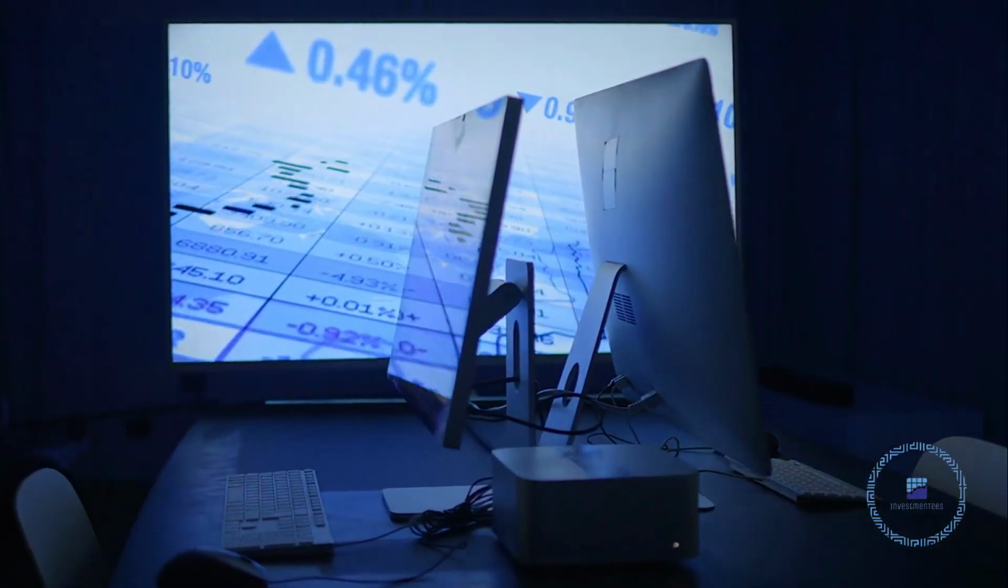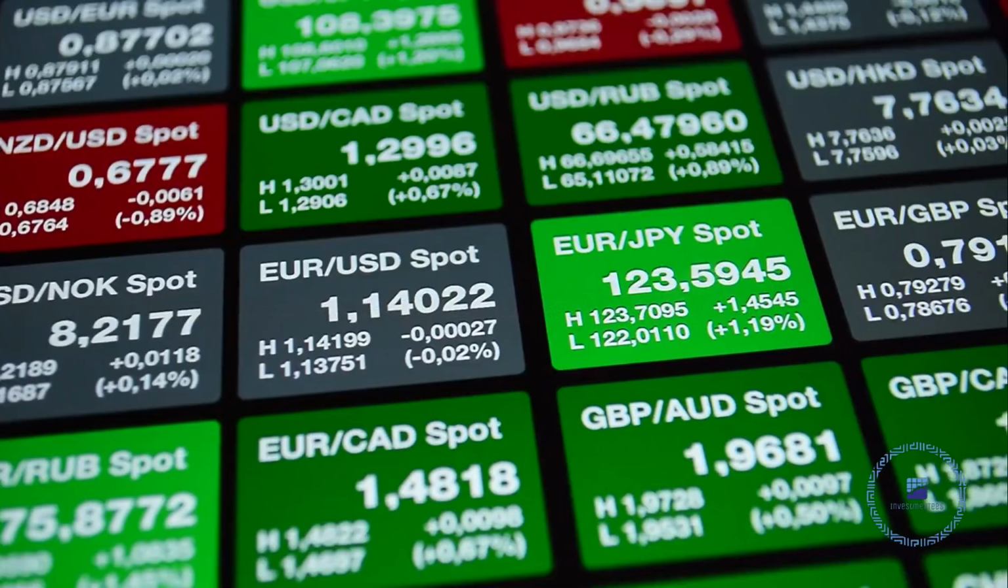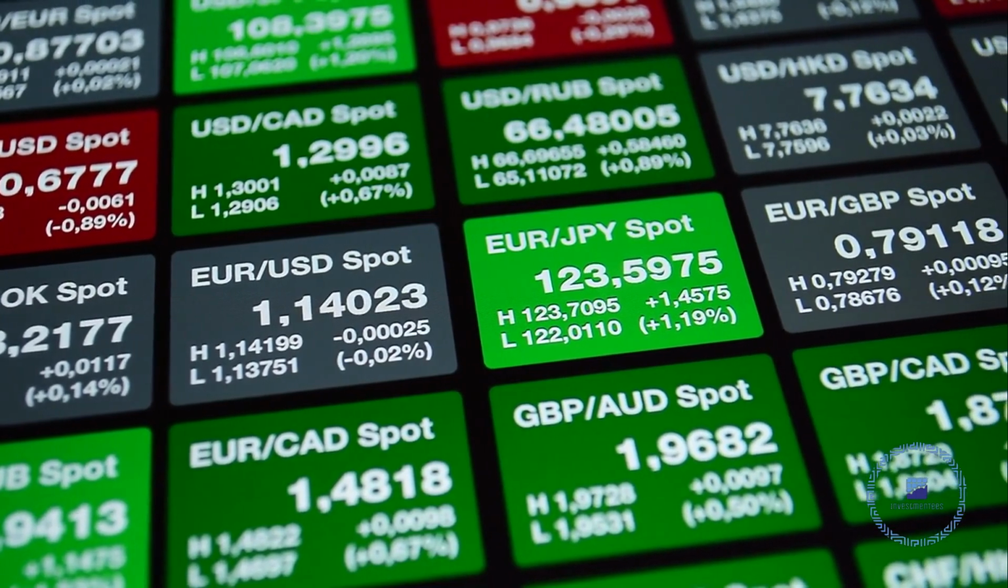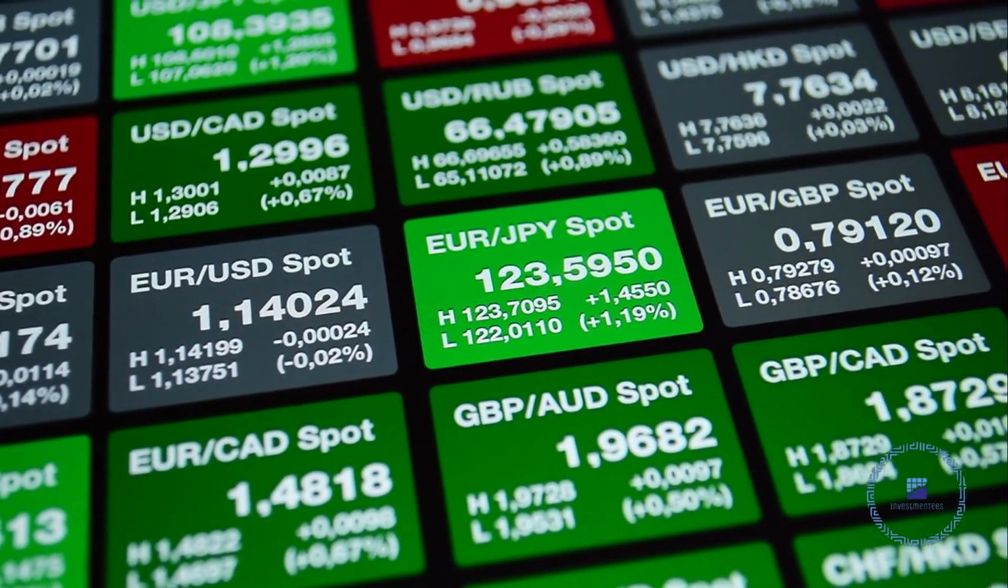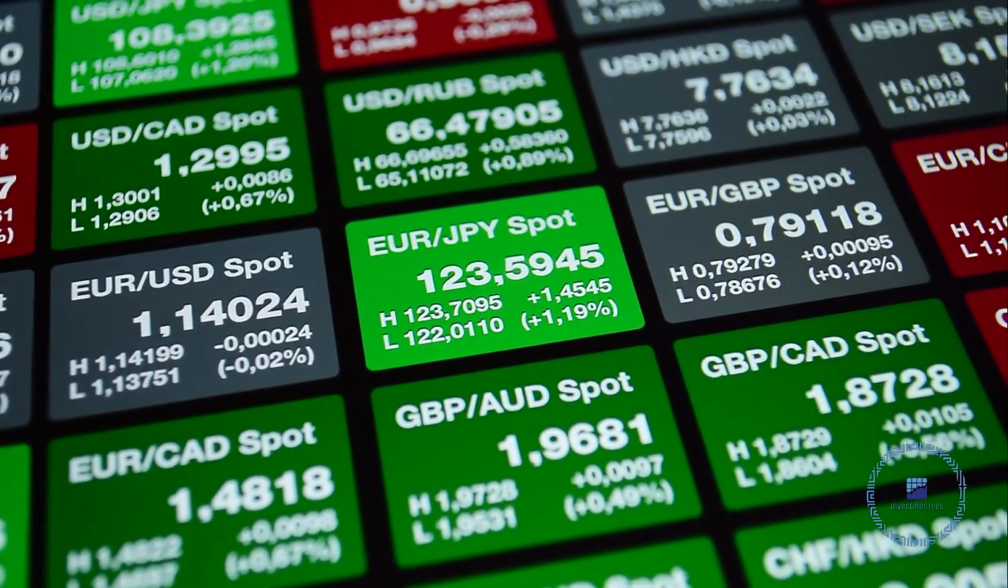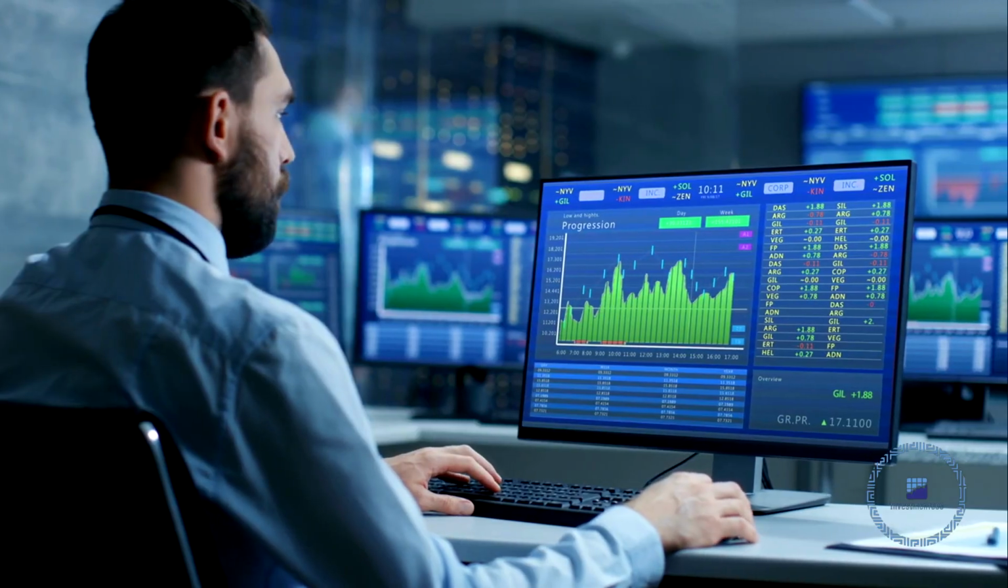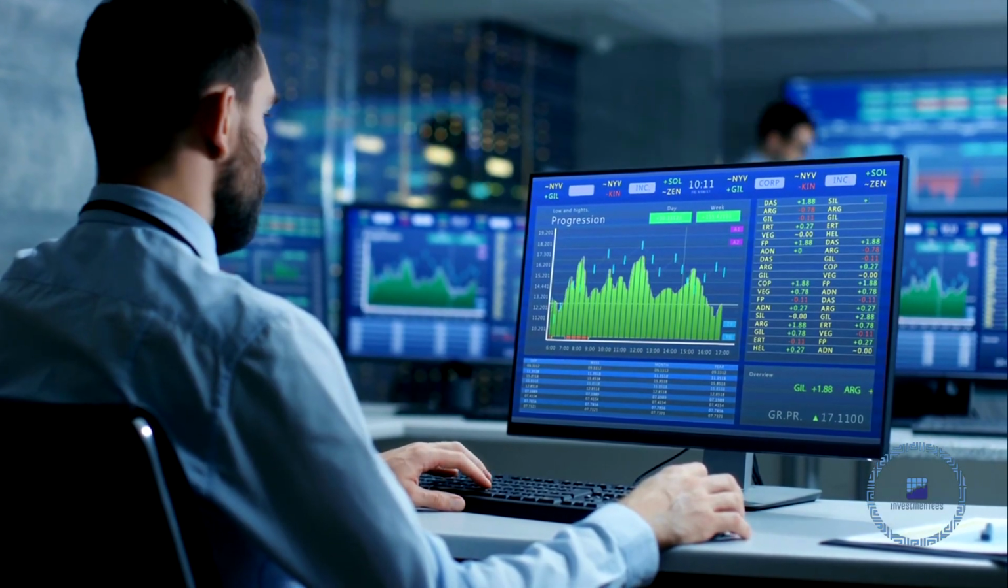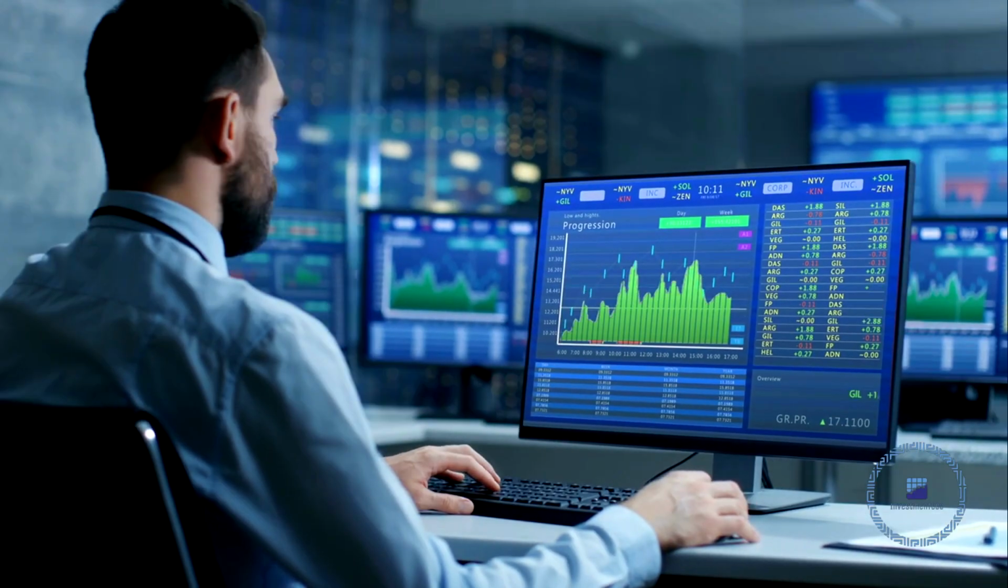Multiple contracts amplify exposure. Traders use currency futures to hedge international business risk or profit from forex market trends. Combining technical and fundamental analysis is critical to manage volatility effectively.